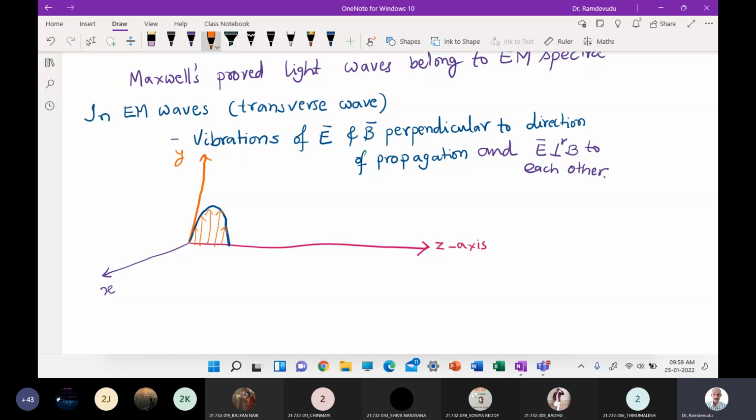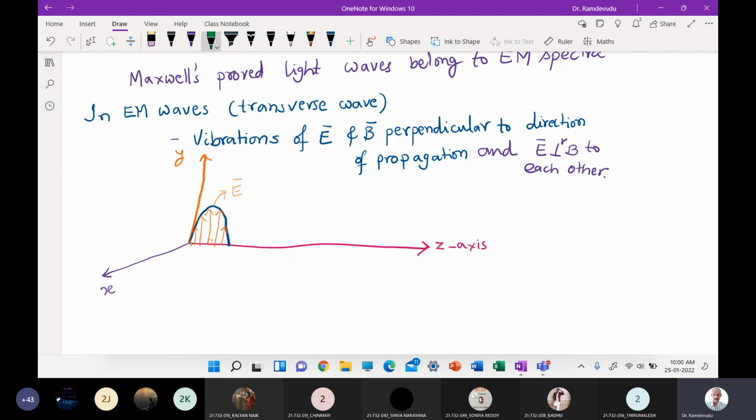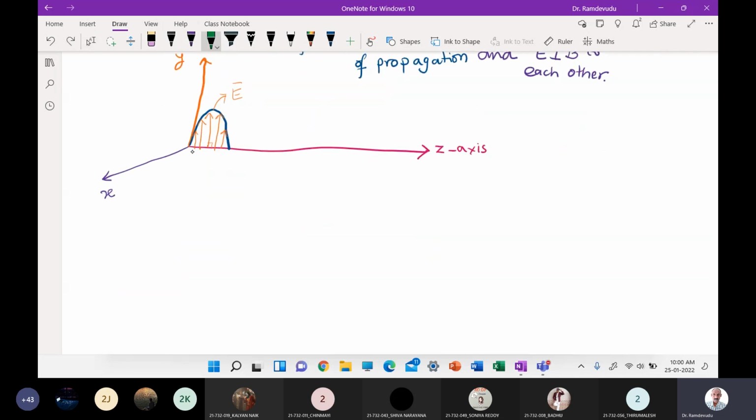And this is the E vector. I say the E vector is perpendicular to the direction of vibration, that is the Z axis. Similarly, if I take the B vector, I choose that the B vector is along the x-axis, something like this. When it is along the x-axis, I take this as the x-axis like this. I'll write again.